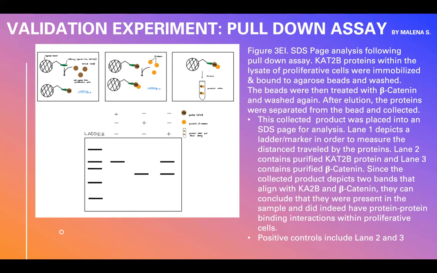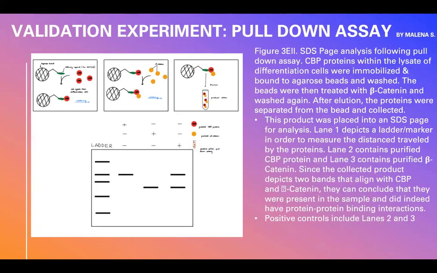Our first experiment includes testing binding affinity between CAT2B and beta-catenin. Our second experiment includes testing binding affinity between CBP and beta-catenin. Within both of the experiments, it is observed that the final product of the pull-down assay contains both proteins, indicating a protein-protein interaction between the HATs and beta-catenin.